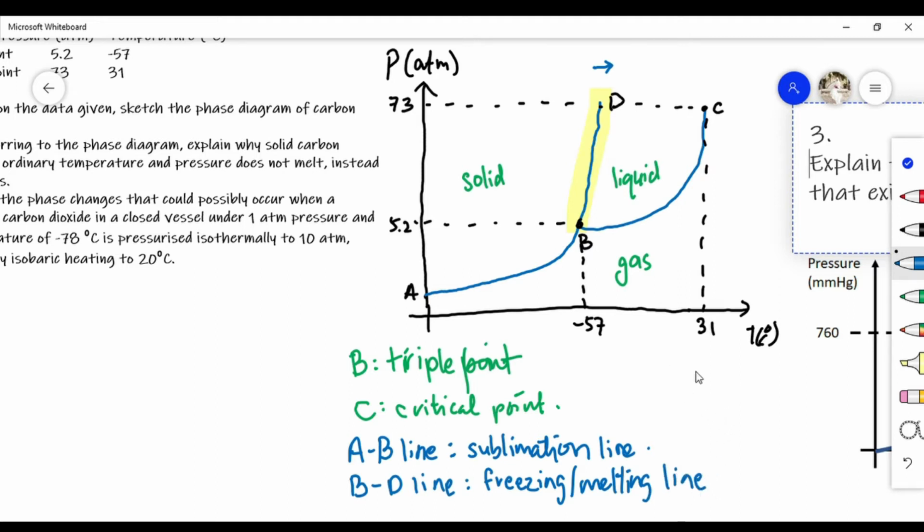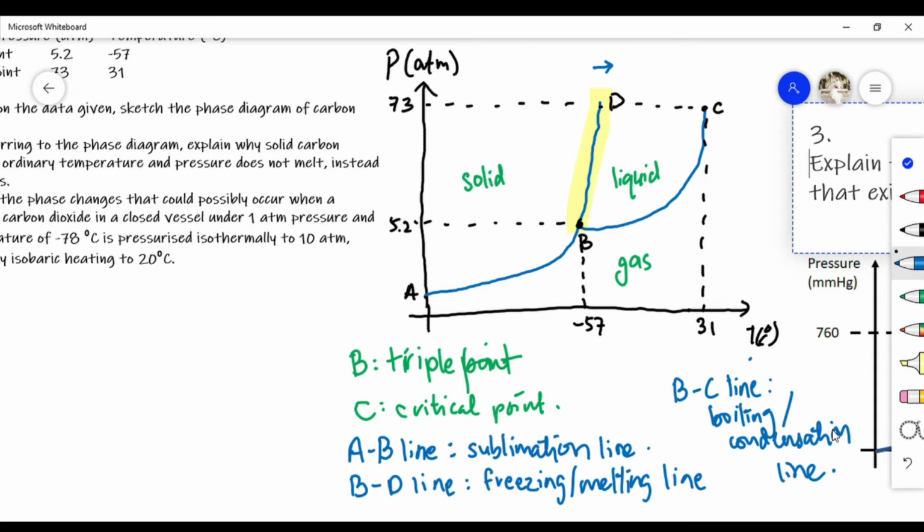Okay, kita juga ada line BC. So line BC adalah kita panggil sebagai the proses kita tengok ni, liquid gas, gas to liquid, liquid to gas. So it's either condensation or boiling kan. Okay, so kita panggil dekat sini boiling slash condensation line. Okay.